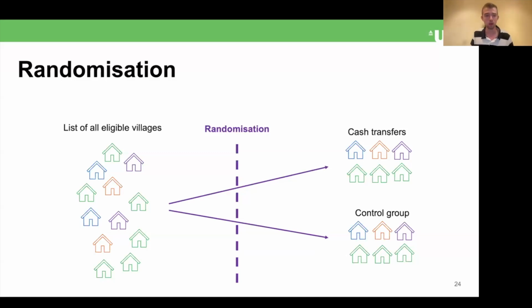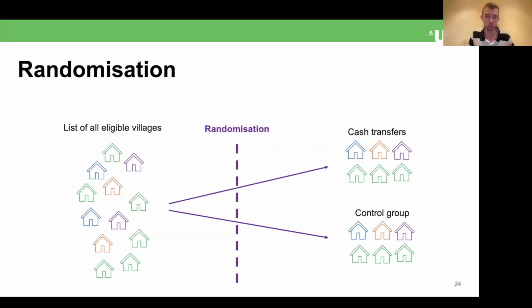So now imagine that we have all of these different eligible villages. There are green villages, there are blue villages, there are orange villages, there are purple villages. There are a lot of different villages with a lot of different people. Now it's key here that we are able to compare different groups of villages with each other. Villages that are receiving the cash transfer program and villages that are not receiving it, which we are going to call the control group. And the way of doing that is by randomly allocating this program to the villages.